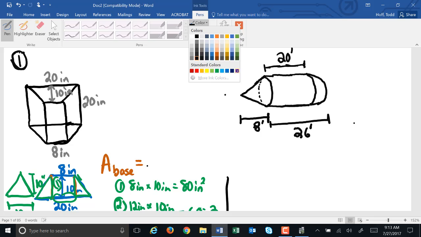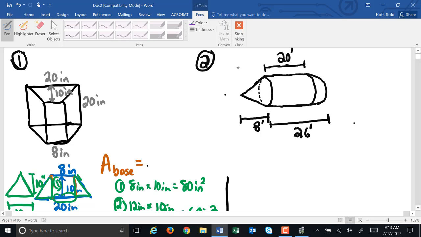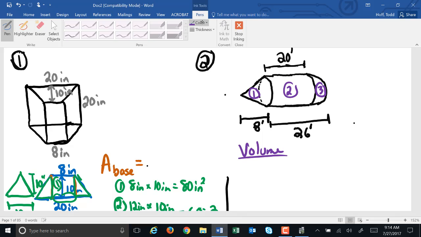Number 2 is mostly a matter of seeing what the pieces are that fit together here. And we have 3 pieces. We have a cone, number 1. Number 2 is a cylinder laying on its side. And number 3 is half a sphere. So for volume, we're going to need to find the area of a base for the cone and the cylinder. And both of those have the same base. It's this circle right here.